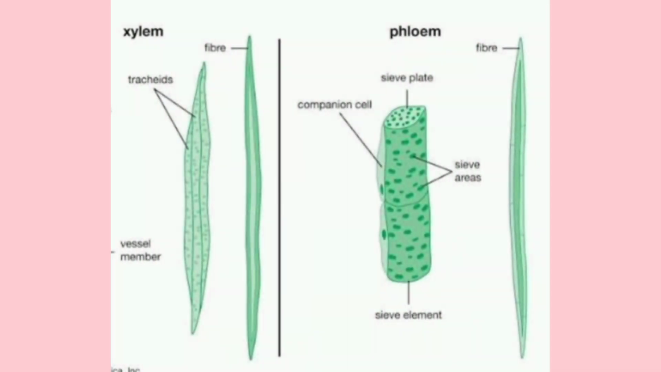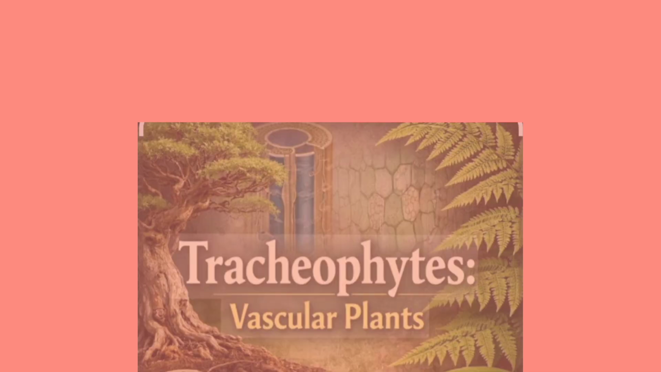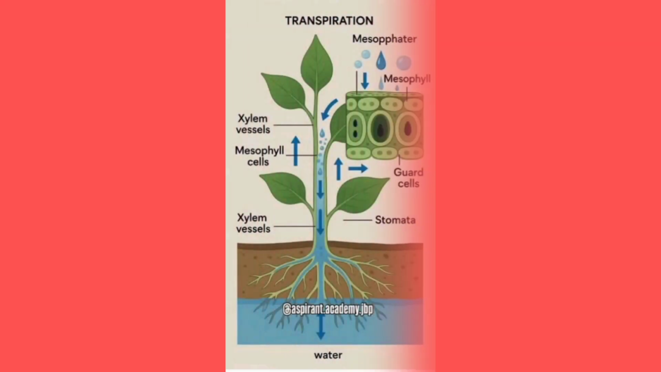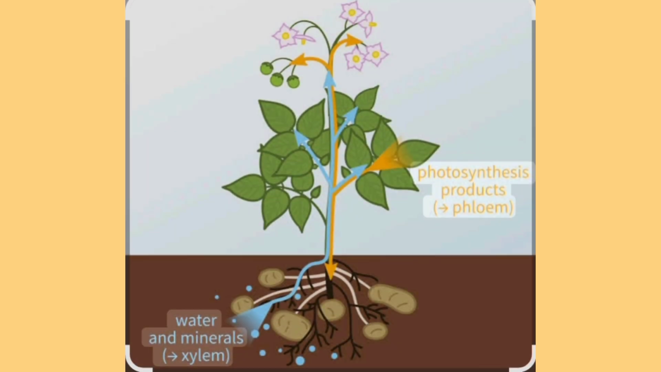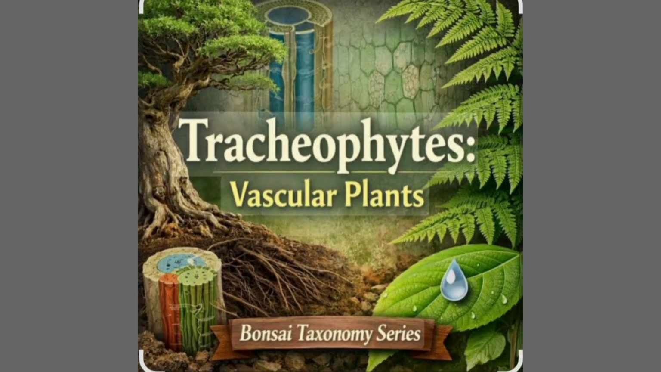Tracheophyta. Plants that have xylem and phloem are called vascular plants or division Tracheophyta. Xylem absorbs water and minerals from the soil and transports them to the upper parts of the plant, such as the stem and leaves. Phloem transports food made in the leaves to all parts of the plant. Tracheophytes are the most successful group of land plants.